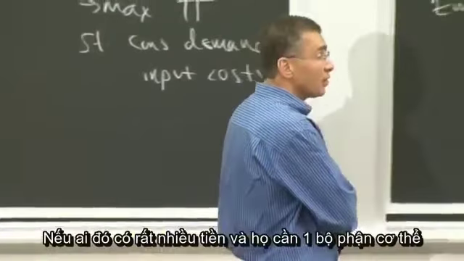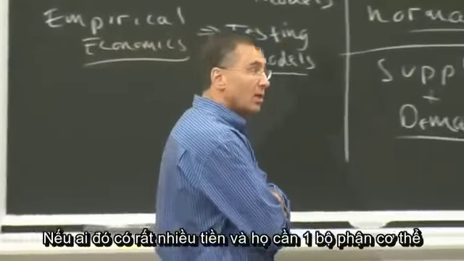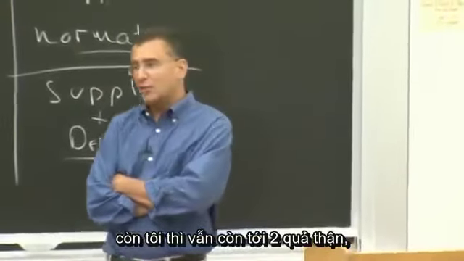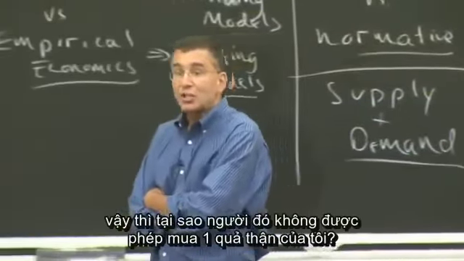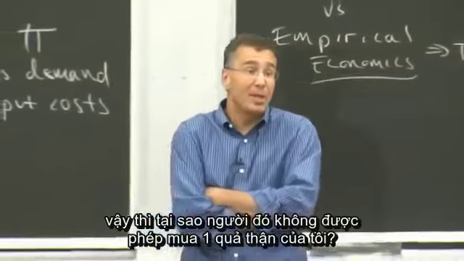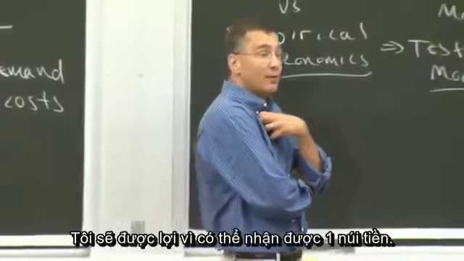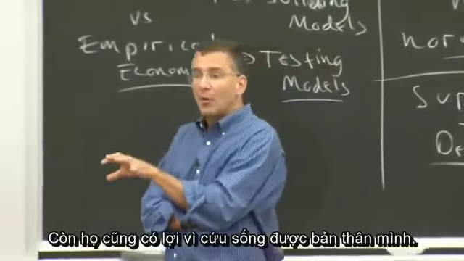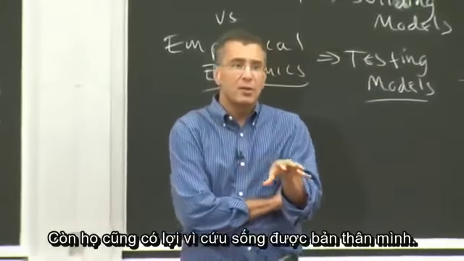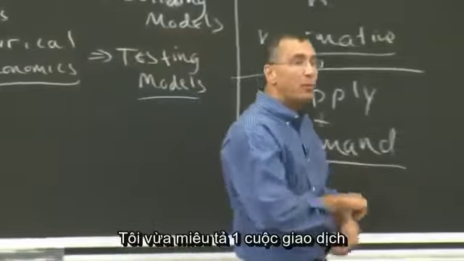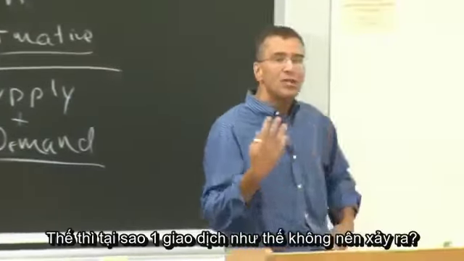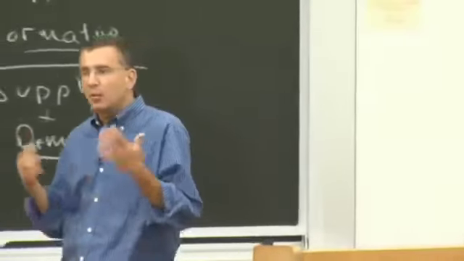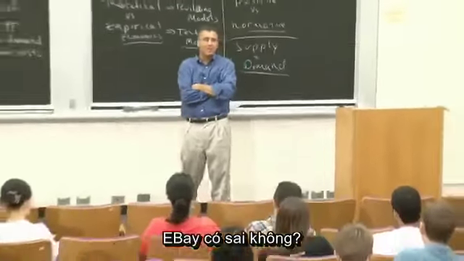Okay? If someone's incredibly rich and they want a body part, which to me is surplus, because I have 2 kidneys, why shouldn't they be allowed to buy it from me? Okay? I'm better off because they can pay me a ton of money. Okay? They're better off because they live. So we've just described a transaction that makes both parties better off. Why shouldn't that be allowed to happen? So you tell me. Does anyone argue, does everyone think eBay was wrong?